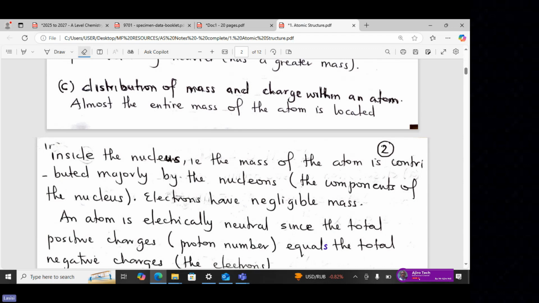Almost the entire mass of the atom is located inside the nucleus. That is, the mass of the atom is contributed majorly by the nucleons, the components. What does nucleons mean? Nucleons means proton and neutron. Please know that. Nucleons means proton and what? Neutron. Is that okay? Yes, sir. Good. Go on. The components of the nucleus. Electrons have negligible mass. Good.